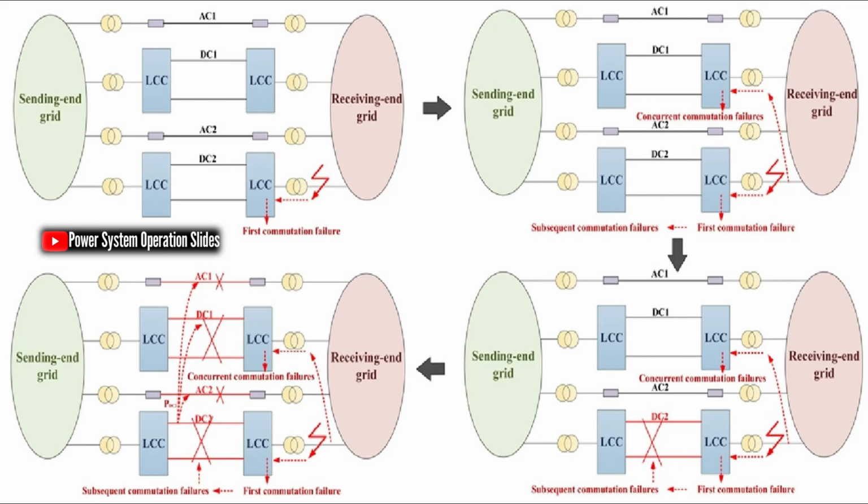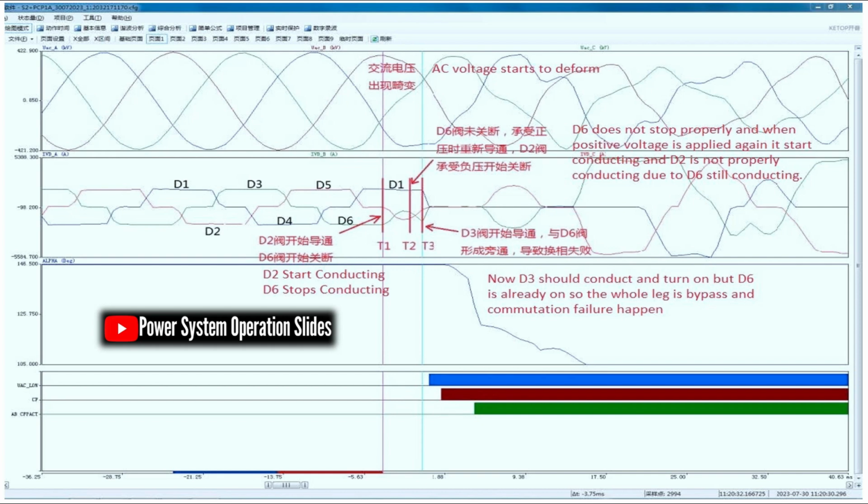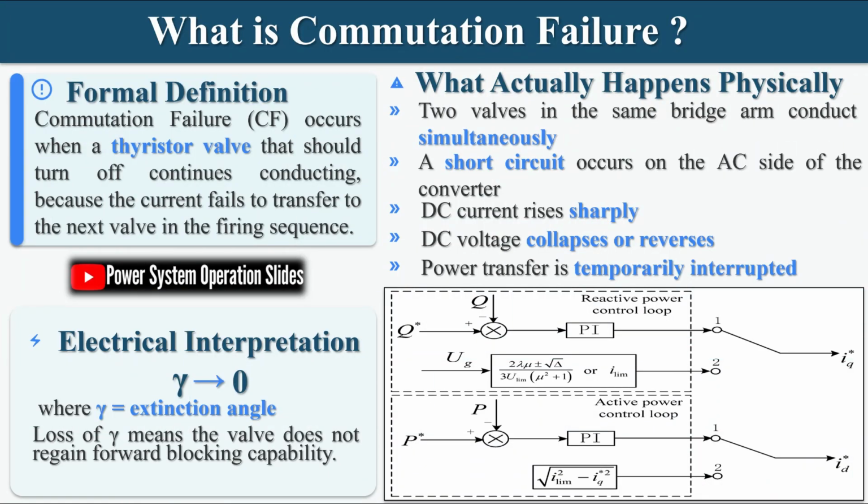However, LCC HVDC systems are susceptible to a specific operational challenge known as commutation failure, CF, which can significantly impact system reliability and stability. Commutation failure occurs when a thyristor valve that should turn off continues conducting because the current fails to transfer to the next valve in the firing sequence. This phenomenon is particularly critical for system operators working with HVDC interconnections, as it can lead to power transfer interruptions, equipment stress, and in severe cases, cascading failures.